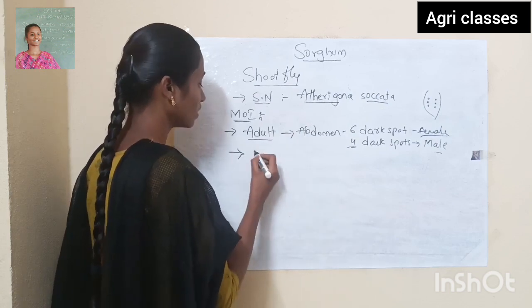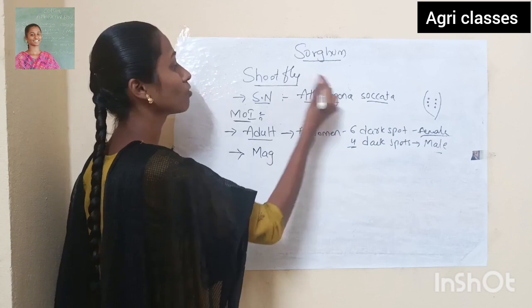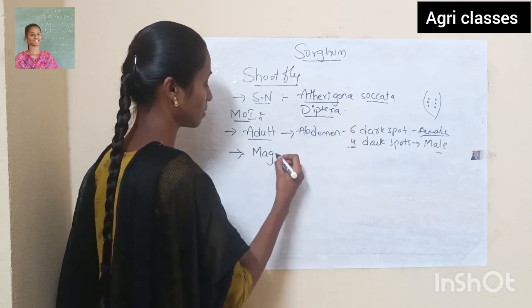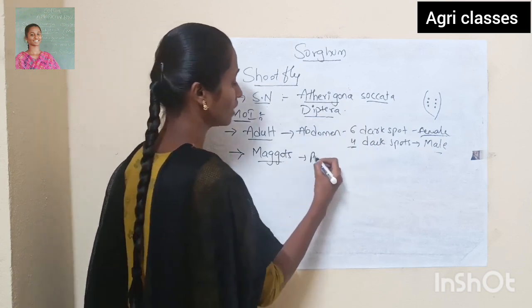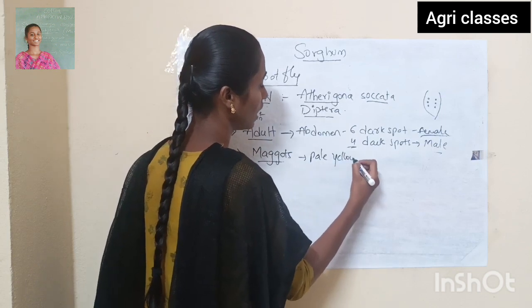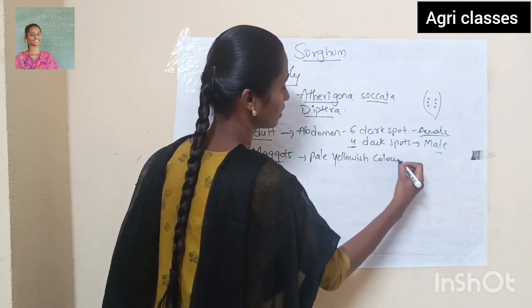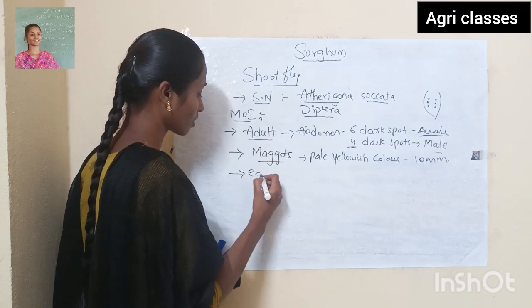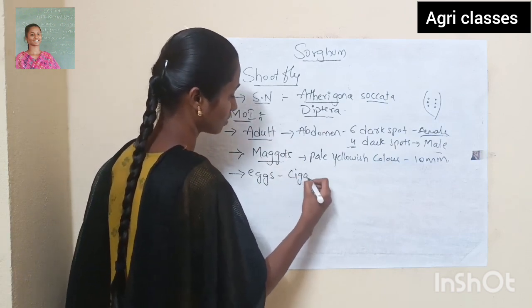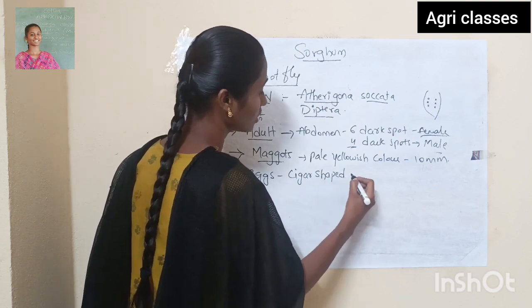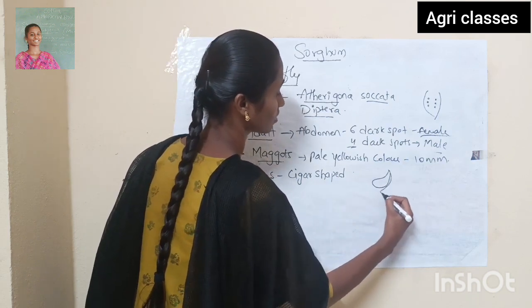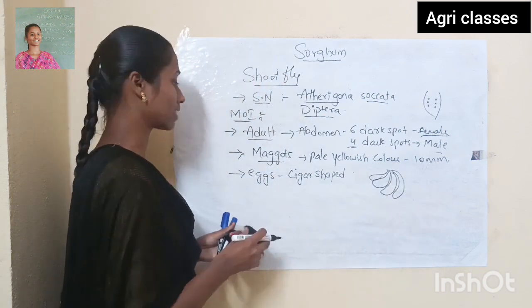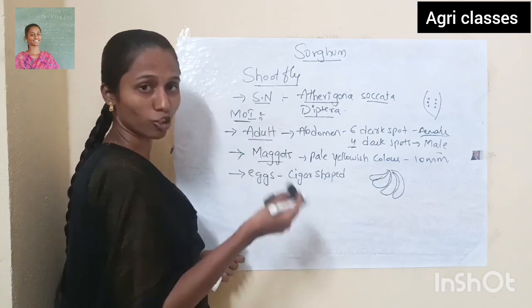Then next, the maggots. Shoot fly belongs to order Diptera, and in dipterans we call the immature stages maggots. These maggots are pale yellowish in color and measure 10 mm in size. The eggs are cigar shaped, like this. So this is called cigar shaped eggs. And then we will discuss the nature of damage.